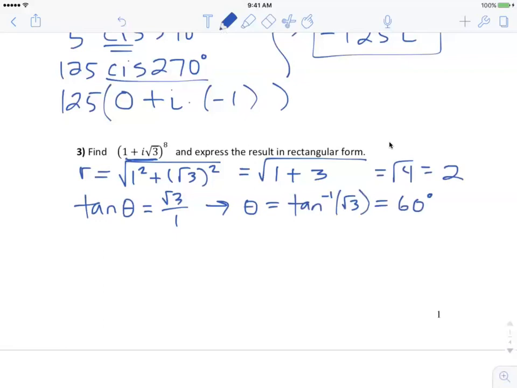Okay, so 1 plus i root 3. I'm ignoring that power of 8 right now. I'm not even worried about that yet. I'm just converting that inside the parentheses to trig form. Is going to be 2 cosine plus i sine, right? Or cis 60.